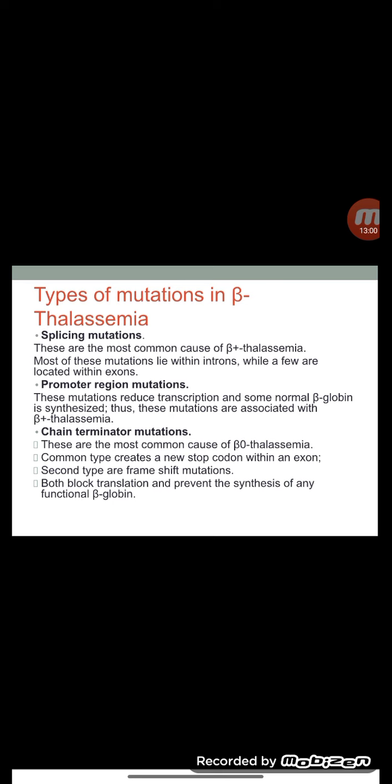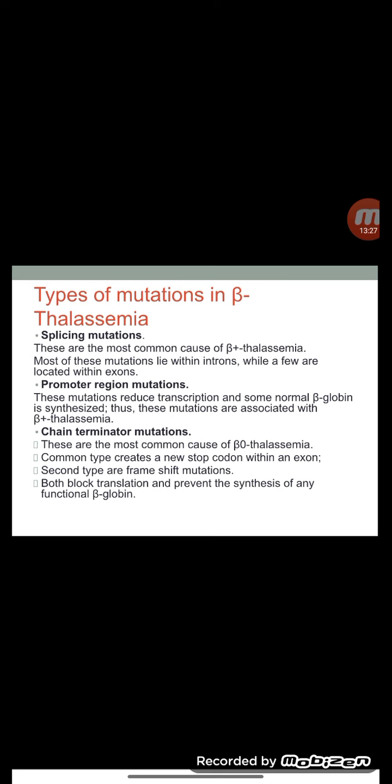Types of mutation in beta thalassemia. First one is splicing mutation. These are the most common cause of beta plus thalassemia. Most of these mutations lie within introns while a few are located within exons. The next one is promoter region mutation. These mutations reduce transcription and some normal beta globin is synthesized. Thus, these mutations are associated with beta plus thalassemia.